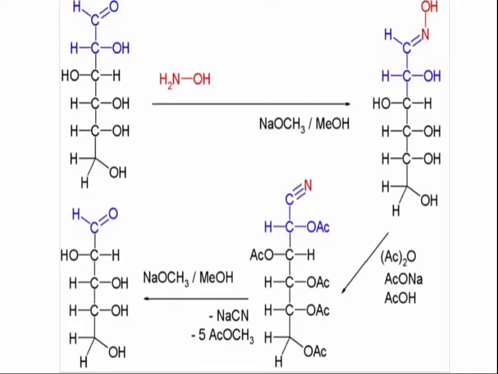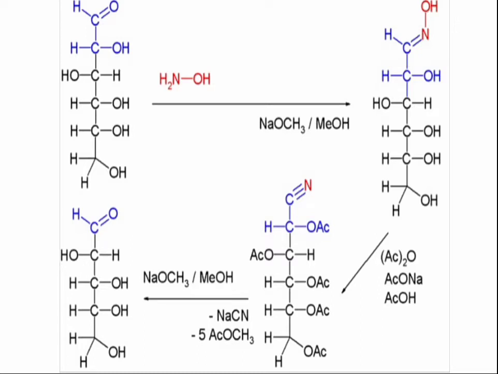This is the structure of your glucose. And in case of Wohl degradation, you are treating it with hydroxylamine and sodium methoxide. So what will happen? This hydroxylamine, this NH2 group, will condense with this carbonyl group. So you will get this imine structure.